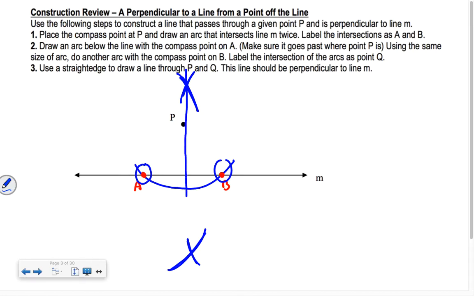So if you do it correctly, oops, mine was off a little bit. It should go through point P when you draw your line. Didn't leave you much room below the line, did I? You need to give more space for your construction, didn't I? All right, do you guys have it? So we'll review that in a little bit too.